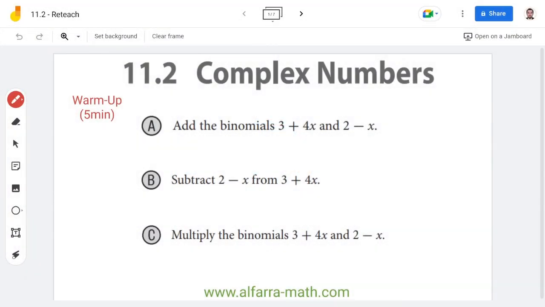Today we're going to start lesson 11.2, complex numbers. We know that from 11.1 we started the imaginary number. You can do this warm-up question just to remind you about the lessons. Now, you can find all the lessons on my website. First, let's do this warm-up question to remind you of some basic polynomials, adding or multiplying.